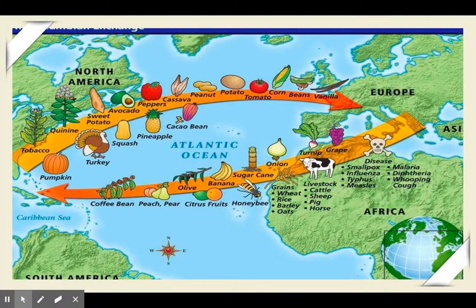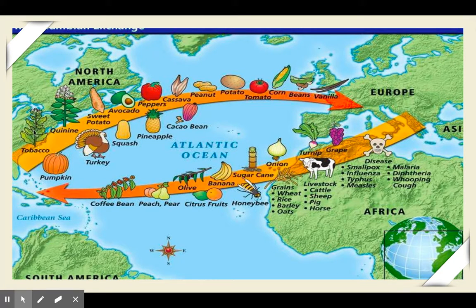So as we take a look at this diagram, you're going to notice lots of different types of foods came from America and went over to Europe. When Columbus came over, he was not the only explorer, but he was the first one, so they're going to give him credit and call this the Columbian Exchange. But he's going to bring back all kinds of foods and animals that Europeans have never seen before.